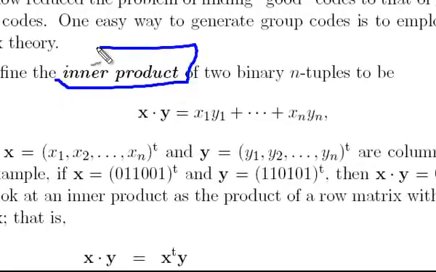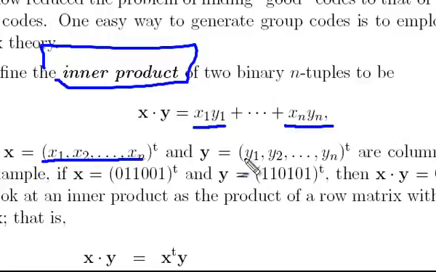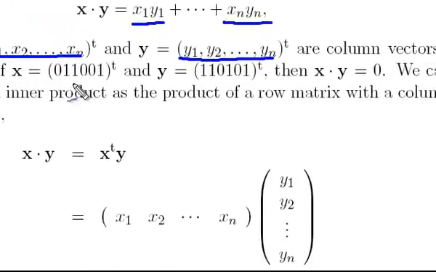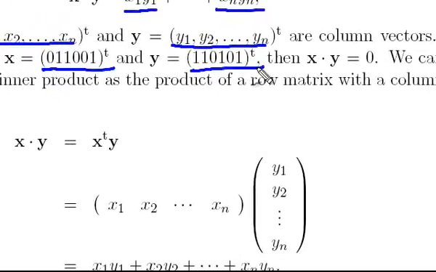So define the inner product of two binary n tuples. Now, you've seen this in linear algebra. It's called a dot product, scalar product. So what you're doing is component-wise multiplication and summing the result. Okay. So if I have two column vectors of length n, and again we're doing binary column vectors, so here's one of length 6, another one of length 6, and I add them together. Oh, okay, then I get x dot y equals 0. How do you get that?